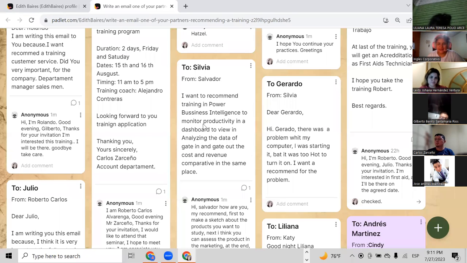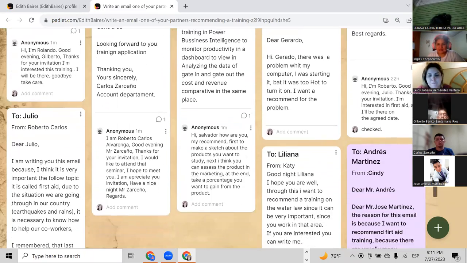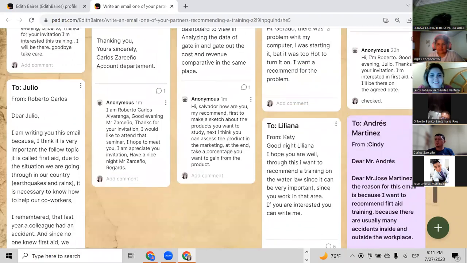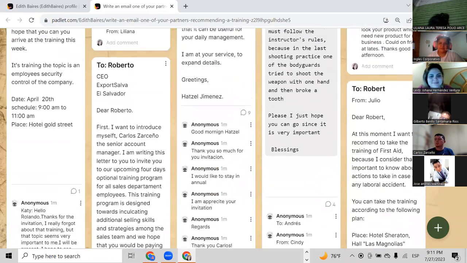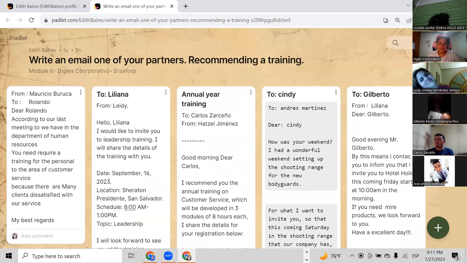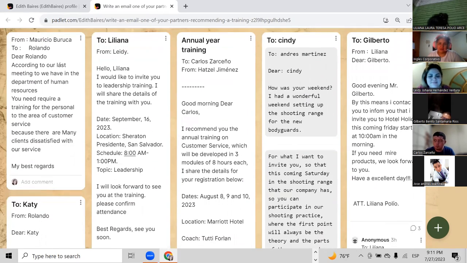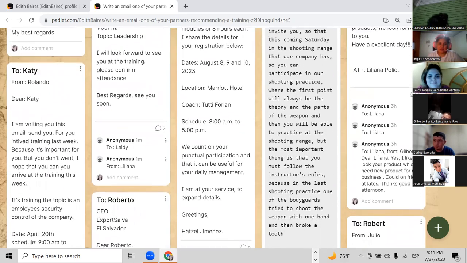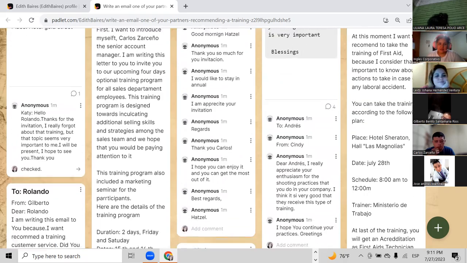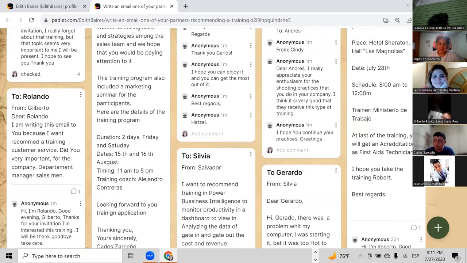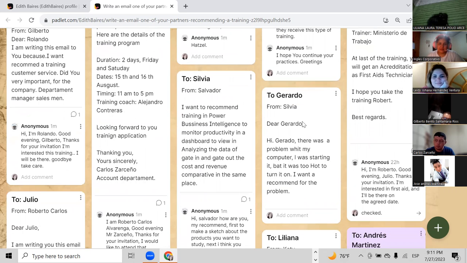Trate de hacer las 5 preguntas, pero si usted no recibió otro, you can use your email. ¿A quién le envió usted? ¿A quién le envió su email? Te lo envié a Salvador. Okay, let me see. No, aquí dice from Silvia to Gerardo. Se lo mandó a Gerardo.